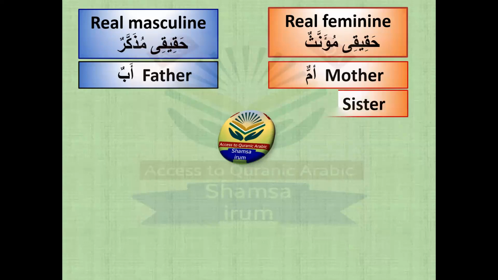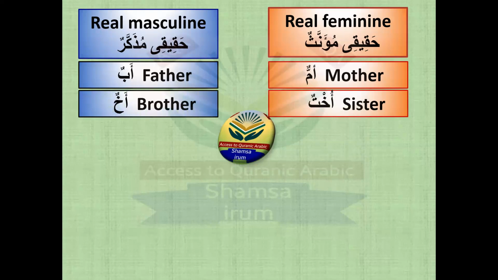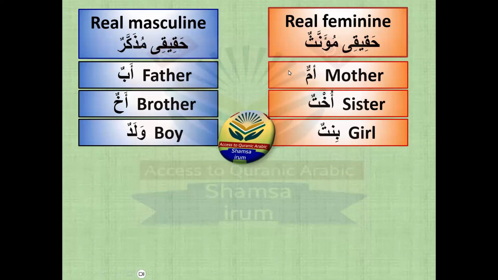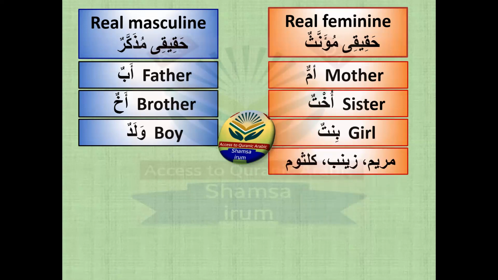Same like that, sister, and the opposite of it, brother; girl, and the opposite, boy. So if we know the hakiki mu'annas, automatically we know the hakiki muzakkar, because they are the opposite of it. And in every language, they will be the same. That's why it's called the real feminine or the real masculine.